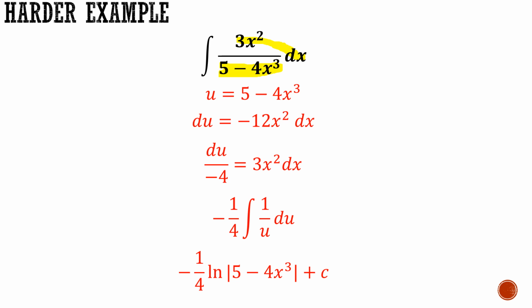And so when I substitute this back in, I'm going to get negative 1/4 times the integral of 1 over u du. And we know that the integral of 1 over u is simply ln of u, or ln absolute value of u. So I'm left with negative 1/4 ln absolute value of 5 minus 4x cubed plus c.